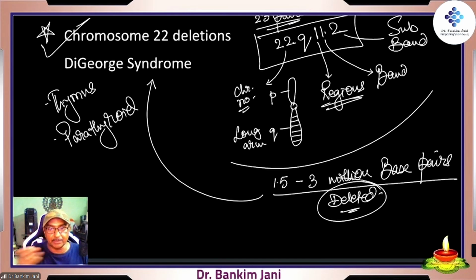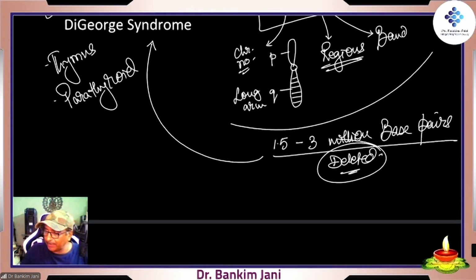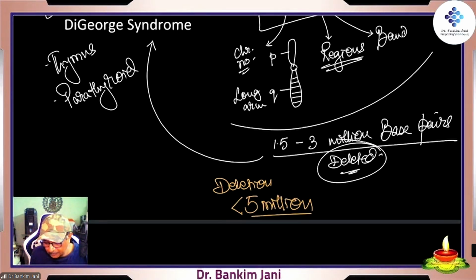It will be affecting the corticosteroids, right? And one thing, whenever the deletion is less than 5 million, right? If the deletion is more than 5 million, then it is a very big problem, the problem of survival. But when the deletion is less than 5 million base pairs, then we'll be calling it micro deletions.